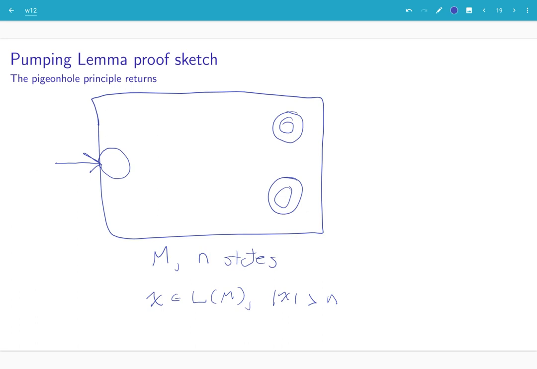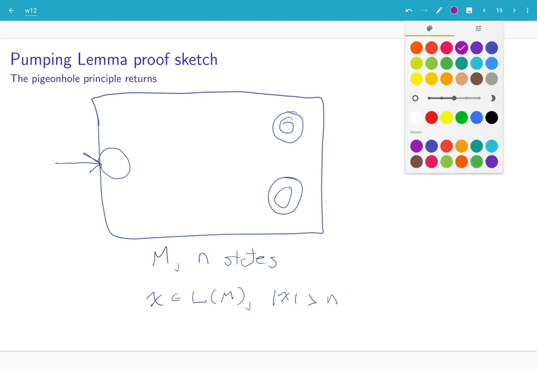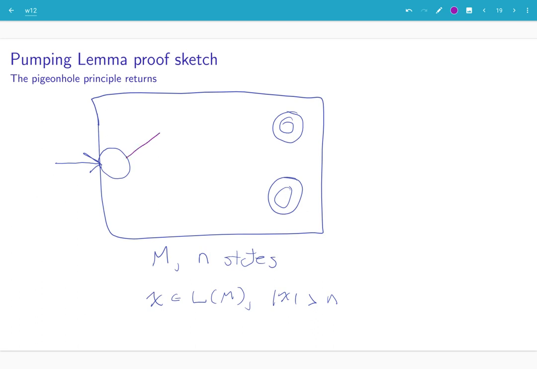Now, here's where we can use the pigeonhole principle. It turns out the pumping lemma is, again, the pigeonhole principle in disguise. So we have more symbols in x than we have states. And so that tells us that when we process the string x, our path through the DFSA must repeat a state. And it follows from that. We don't really know exactly what this path through the DFSA looks like.